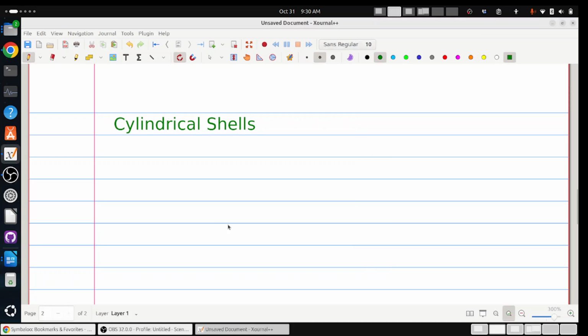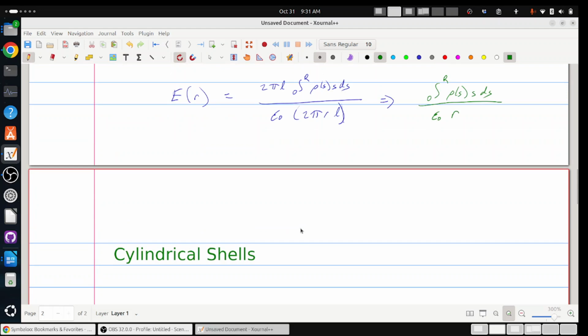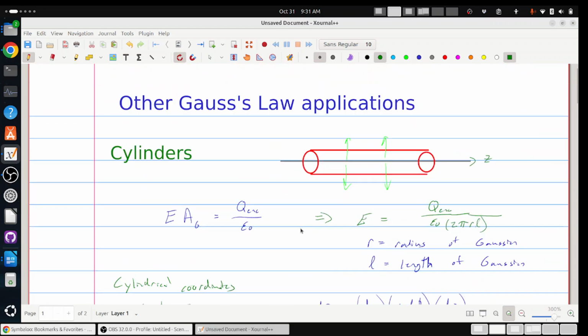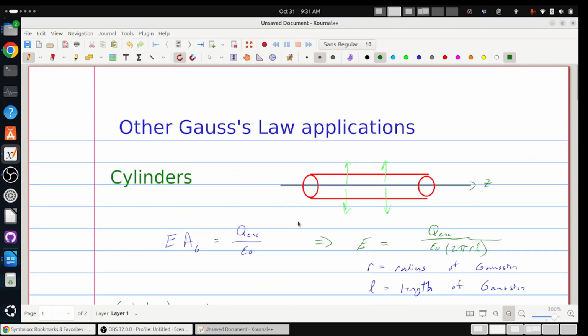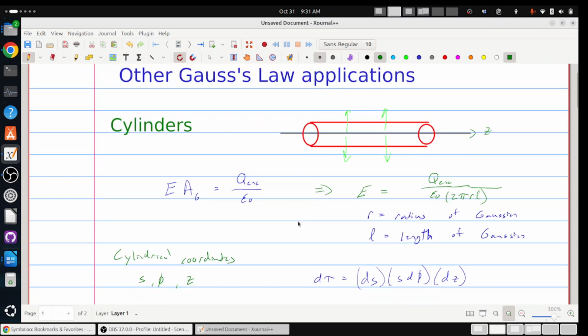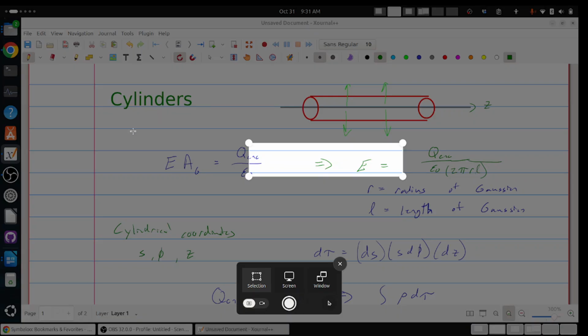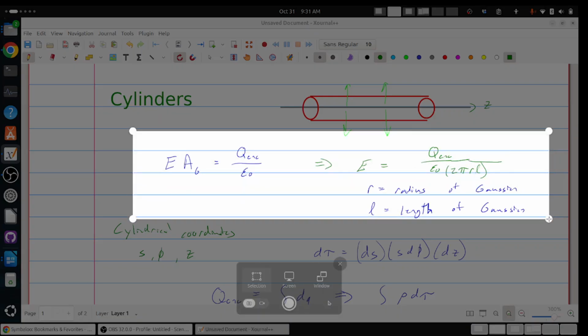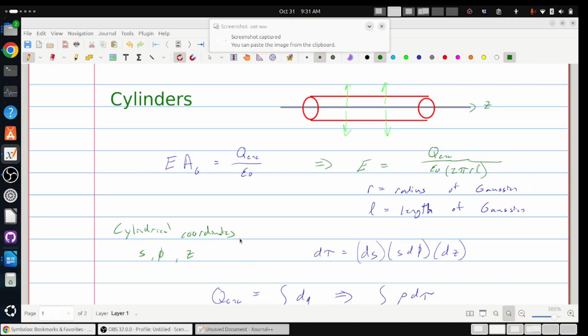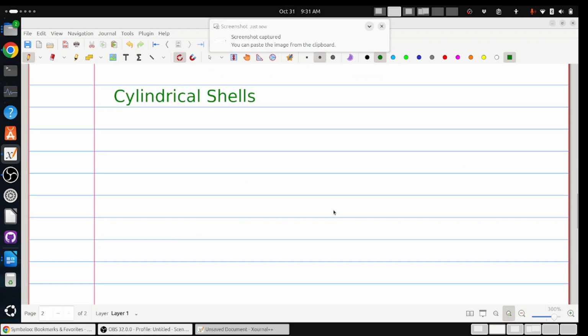So I'm recording this as a follow-on video when talking about Gauss's law applications with cylindrical shells. I'm just going to scroll up here to say there's another video that talked about the solid cylinders, and if you haven't watched that one, you want to go watch that. But we're going to take a look here at this sort of situation. So I'm just going to grab my definitions here and then take that down here to where I've got cylindrical shells.